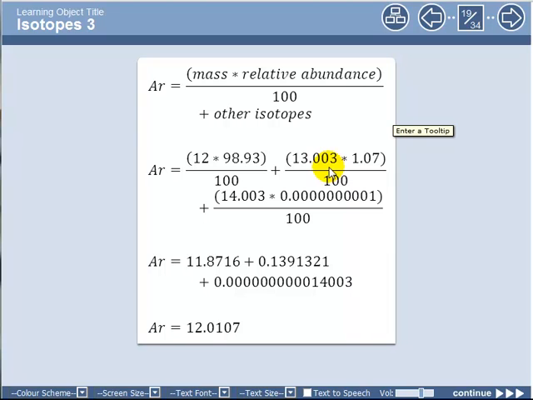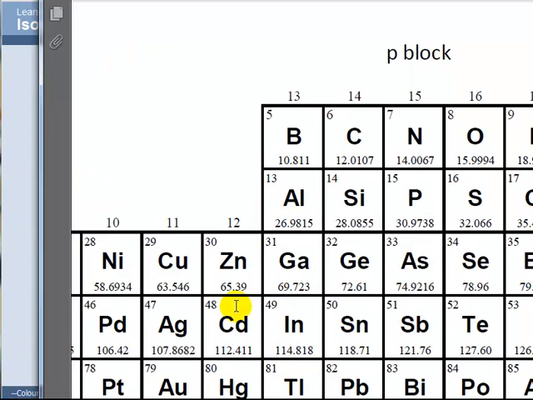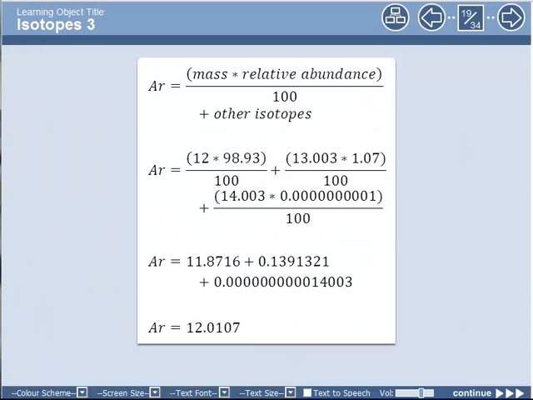Do the same for carbon 13 and the same for carbon 14, add them all together and you'll come up with a final figure for the atomic mass of carbon, which is 12.0107, which we check in our periodic table. Here's what you see there. So these numbers aren't arbitrary. They are based in effect on the relative abundance of the different isotopes of the various elements.